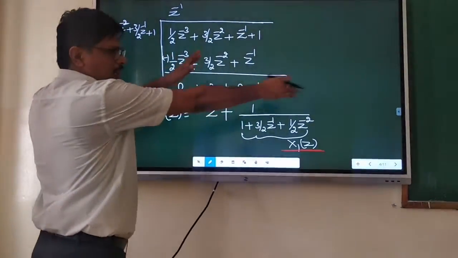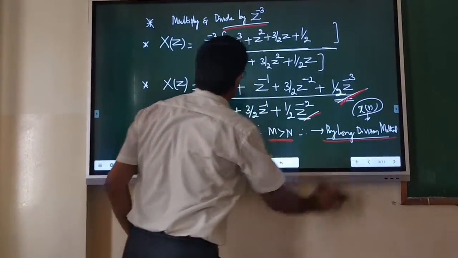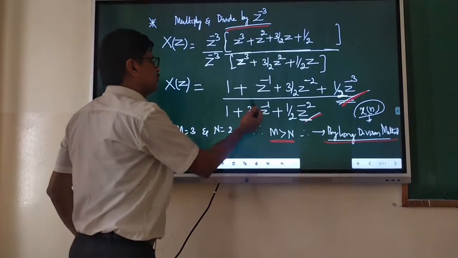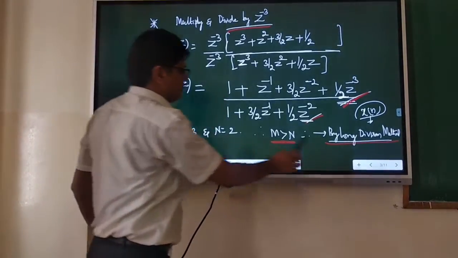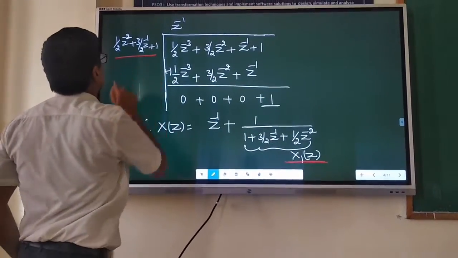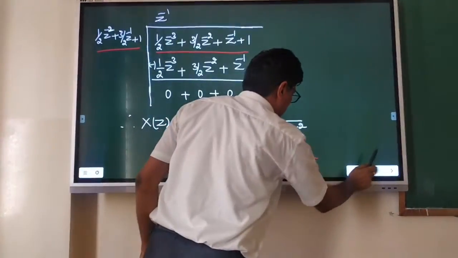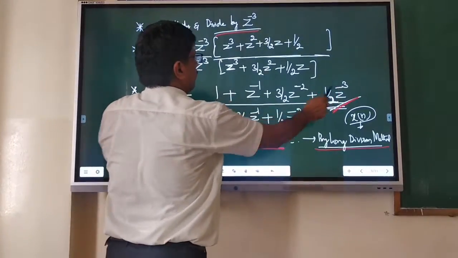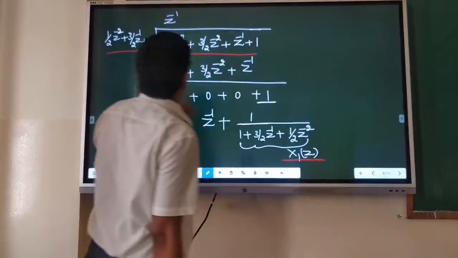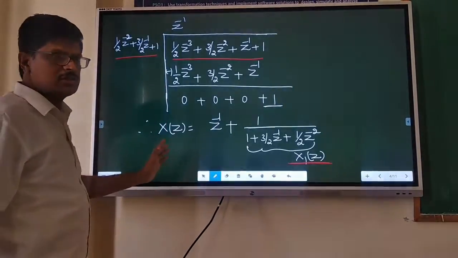What should you do? Take the denominator and write it as the divisor. Take the numerator and write it as the dividend. For example, in this case, the divisor is 1/2 z^-2 + 3/2 z^-1 + 1. I have written it as the divisor. Then the numerator is the dividend: 1/2 z^-3 + 3/2 z^-2 + z^-1 + 2. Write that as the dividend. Now start dividing like your normal divisions.